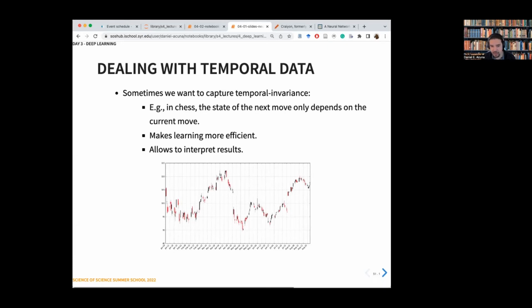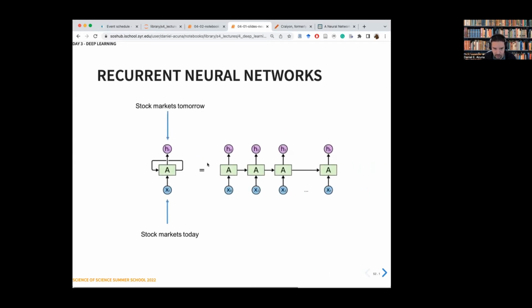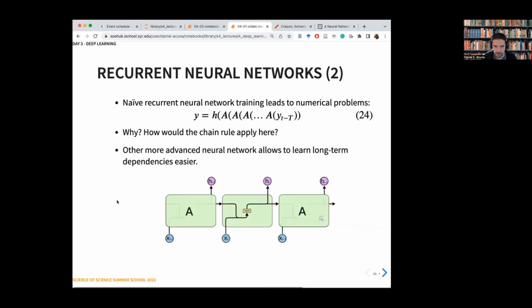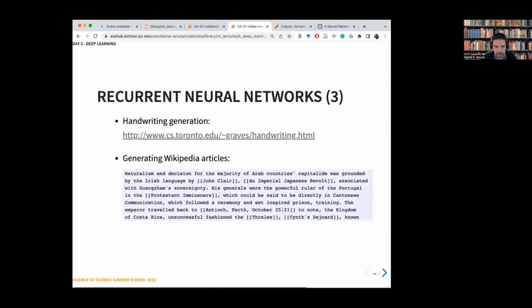When you're dealing with temporal data, you can also have another kind of neural network called a recurrent neural network, where the structure is not spatial but is temporal. The idea is that you have a neural network that calls itself. So you're always using the same function and reusing it multiple times, so you can keep track of the state of the neural network. Recurrent neural networks have been used for many things. One of them is generating text, and there is a fun demo where you can generate Wikipedia articles from scratch.